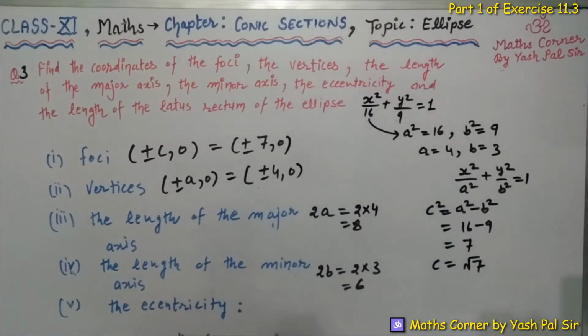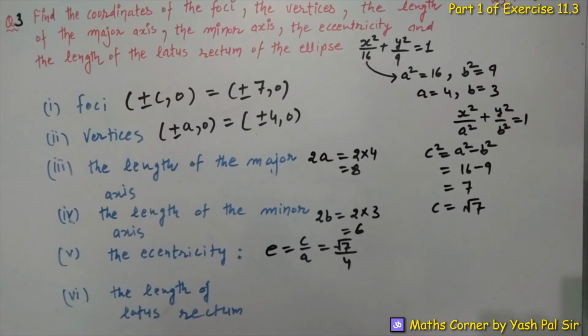Next is the eccentricity. e is equal to c upon a, which is equal to square root of 7 divided by 4. Last one is the length of the latus rectum, which is equal to 2b square upon a, that is 2 into 9 upon 4, that is 9 upon 2.